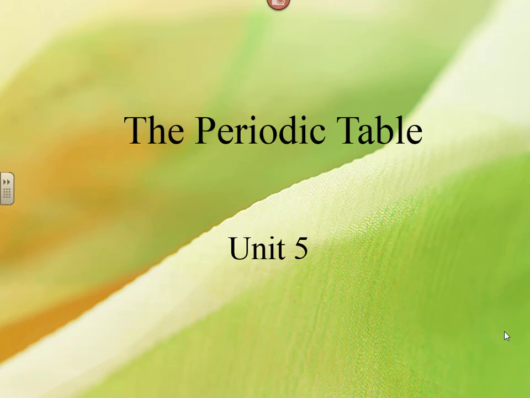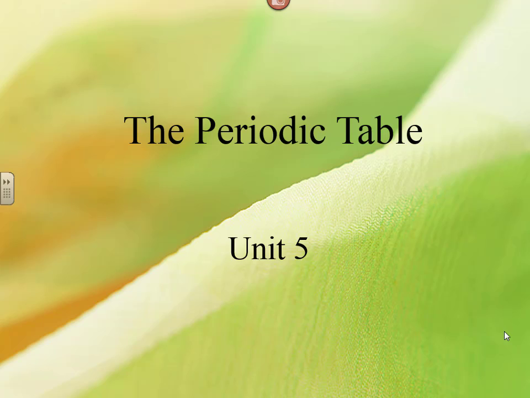groups go up and down. So groups, columns, and families, all three of those words mean the same thing. That's the up and down sections of the periodic table. So we're talking about the individual groups and what their properties are today.